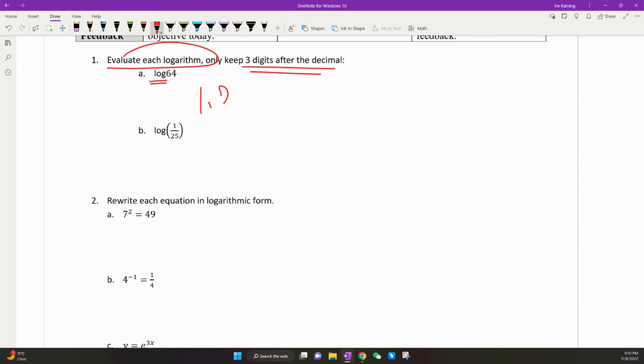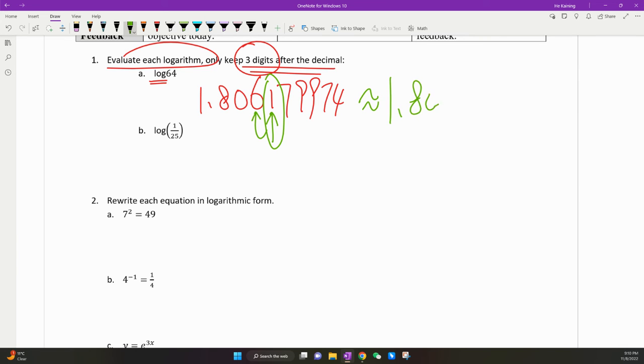You got a 1.806179974. Now, I actually need to round it to 3 digits. That means I need to care about the 4th one. Is the 4th one heavy enough to change my fate on the 3rd one? Well, a 1 wasn't actually changing anything, so I know that when I round it is 1.806. Again, rounding is very, very important.